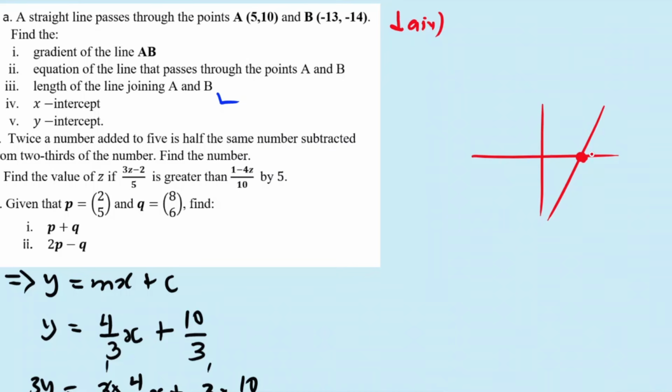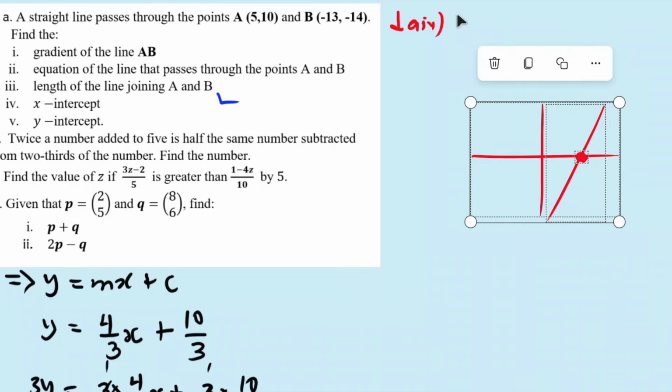Now you should know that on the x-intercept, where the line meets the x-axis, the y-coordinate is going to be 0. So any point on the x-axis, y is going to be 0. So that's what you're supposed to know. So I'm going to use this idea to find the x-intercept here.